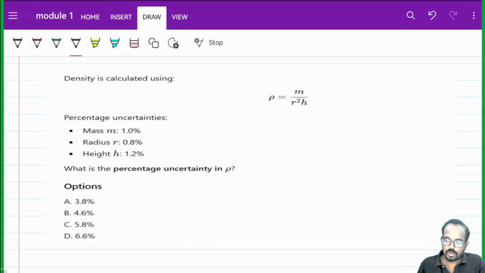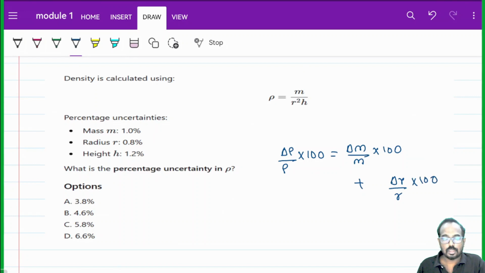For the percentage uncertainty in rho, delta rho by rho into 100 will be equal to the percentage uncertainty in m, delta m by m into 100, plus delta r by r into 100. This is the percentage uncertainty in measuring the radius. But this radius is squared. Squared means what?